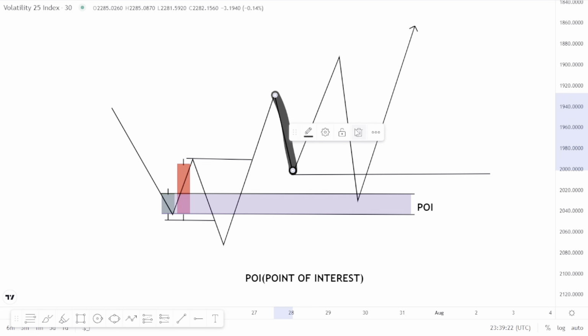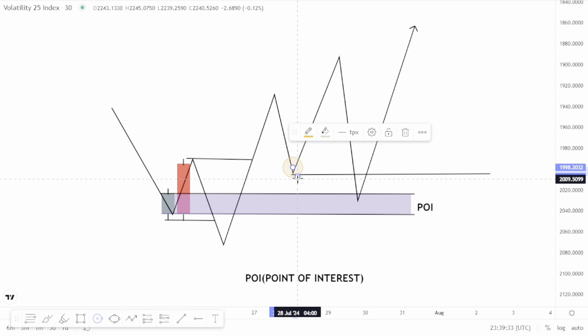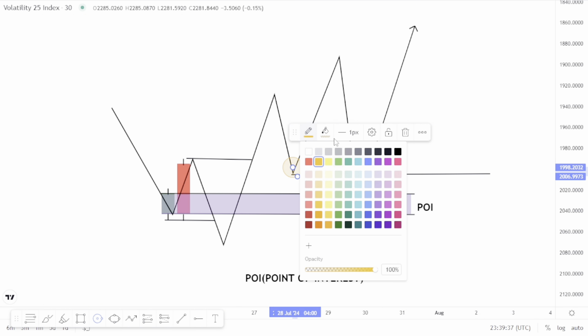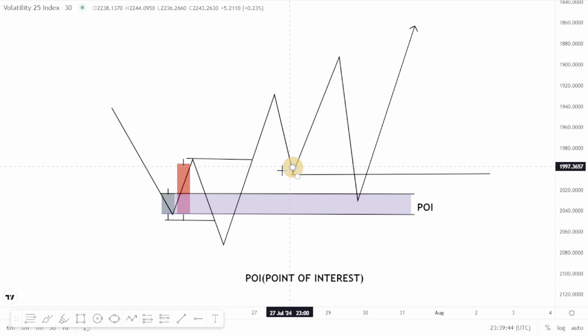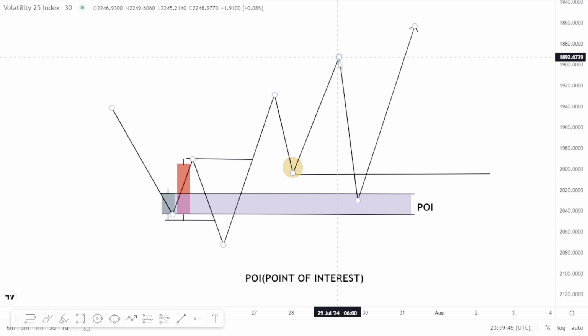So after the pullback, you mark that area. This area here becomes our structural liquidity. It's an area where you want to be participating. You want the market to come back and grab the liquidity below that area.